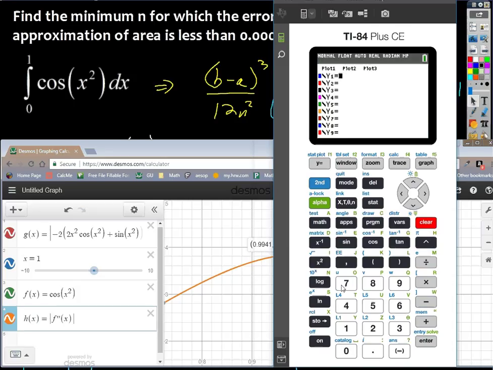So remember the shortcut to that is just MATH, go to the right, plus number, absolute value. So absolute value of negative 2 times the quantity 2x squared cosine x squared, close the x squared, plus sine x squared, close the x squared, close the quantity. I think that's it, right?